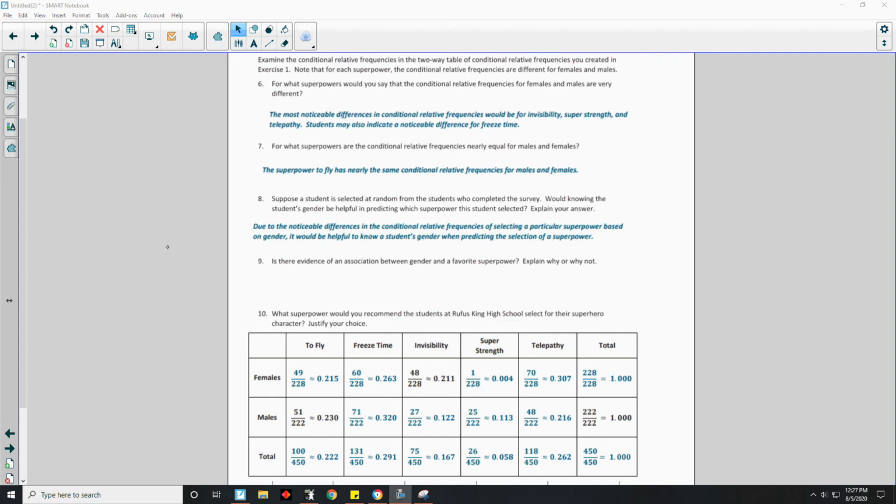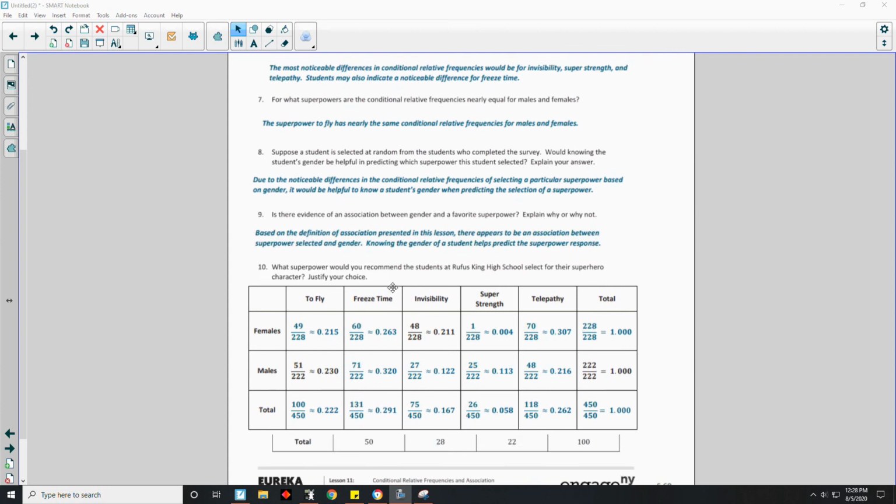And number 9, it says, is there evidence of an association between gender and favorite superpower? Explain why or why not. So we'll use the definition here. Based on the definition of association presented in this lesson, there appears to be an association between superpower selected and gender. Knowing the gender of a student helps predict the superpower response.